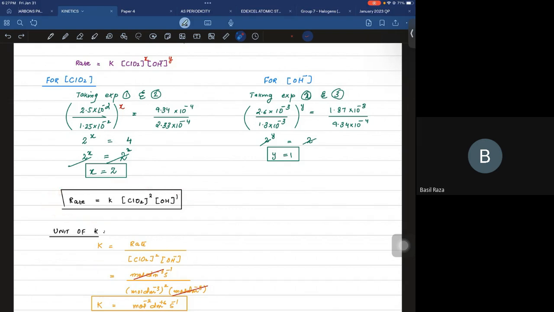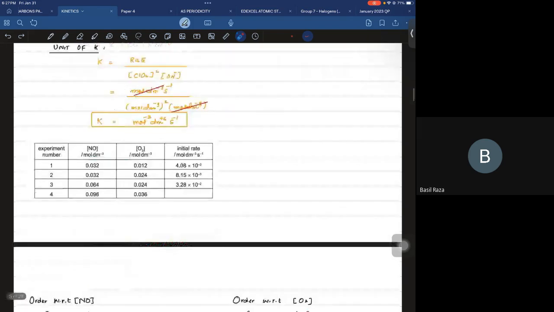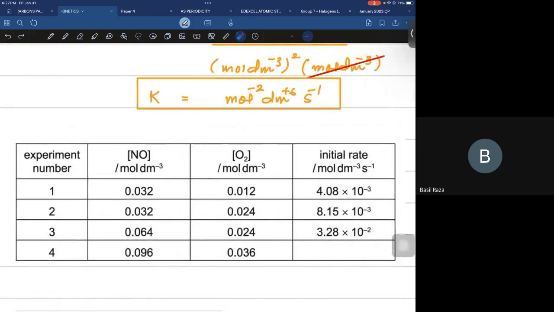And after making your rate equation, you can find out the unit for K, as you found the unit for the Haber process and the contact process earlier, okay? That's why we are going to find out the order of reactions with respect to each reactant, okay? See this question. First of all, you have to find out the order of reaction with respect to NO and O2, and then you have to make a rate equation, and then you have to find out the unit for the rate constant. Okay? Can you tell me this?